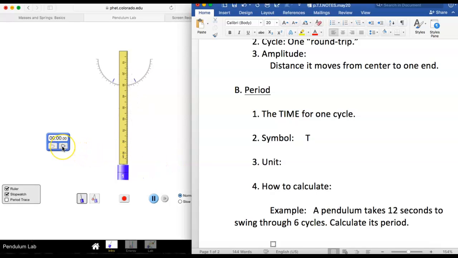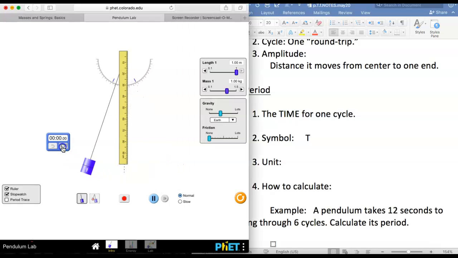So I'll show you how you would measure that here. We would start now. Whoops, we're going to have to do this again. Okay, so we would start now and end now. One complete cycle. We timed it and we got about 2 seconds.